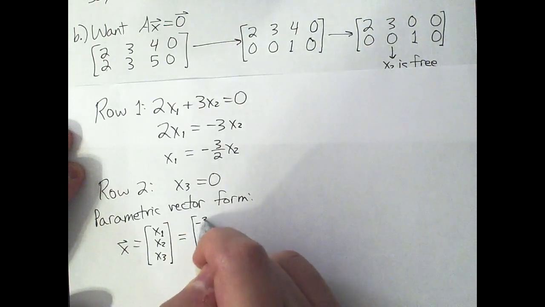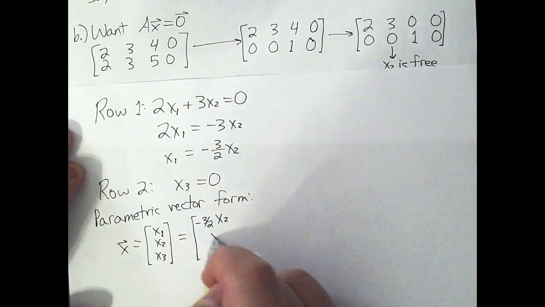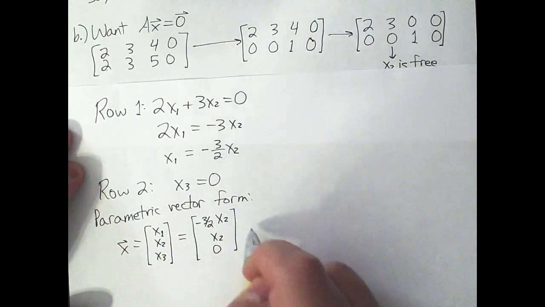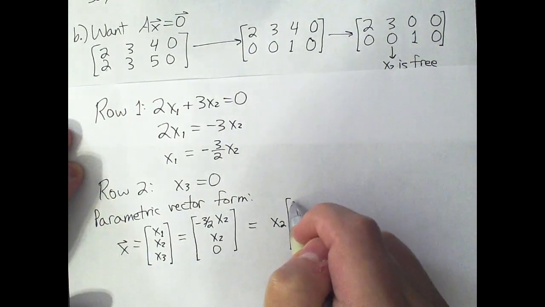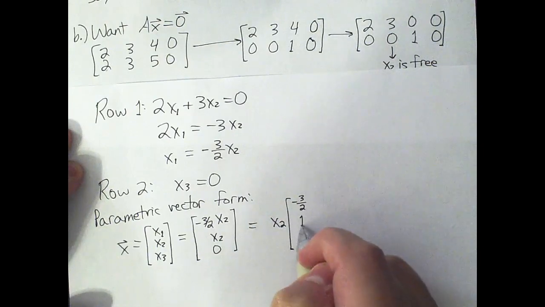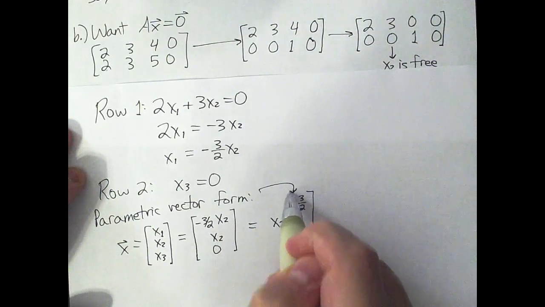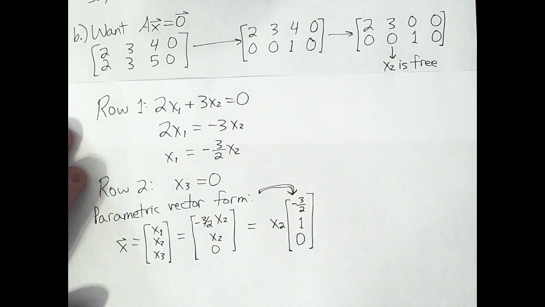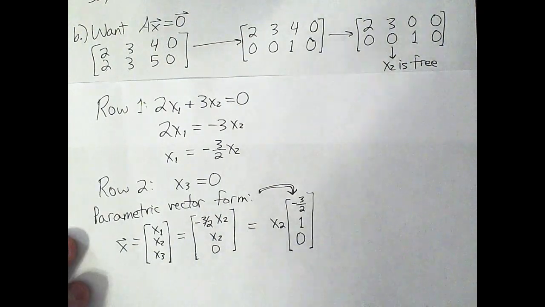We found negative 3/2 x2, x2, 0. So pull out x2, and you could say negative 3/2, 1, 0. This is parametric vector form, this right here. Okay. How does that look? A free variable times a vector. x2 can be anything. x2 can be any real number.